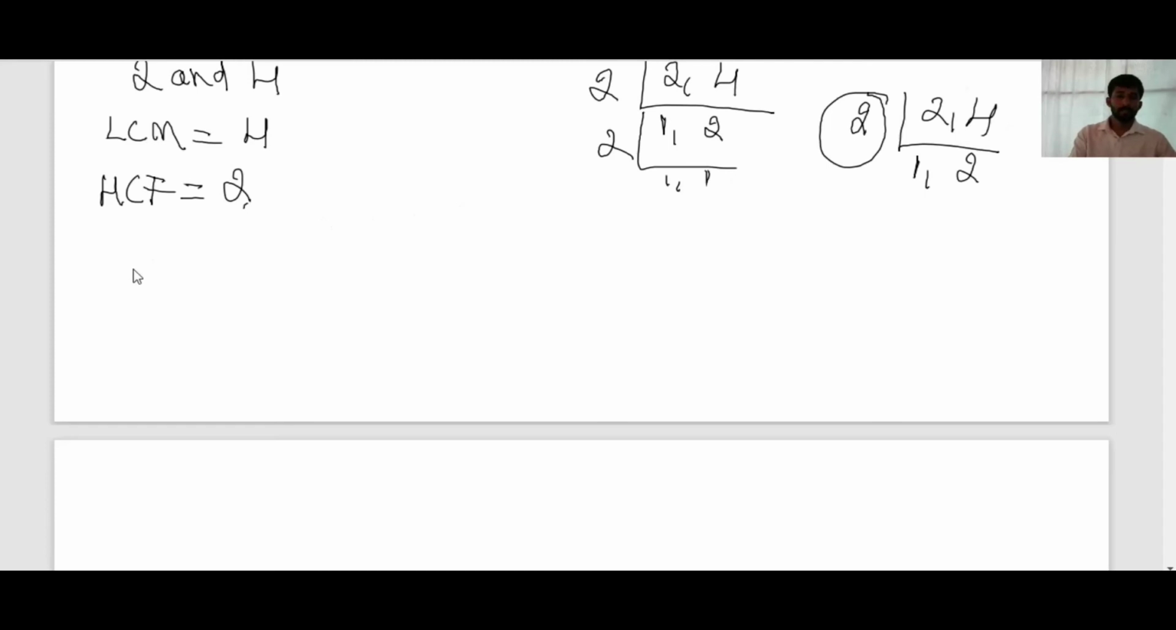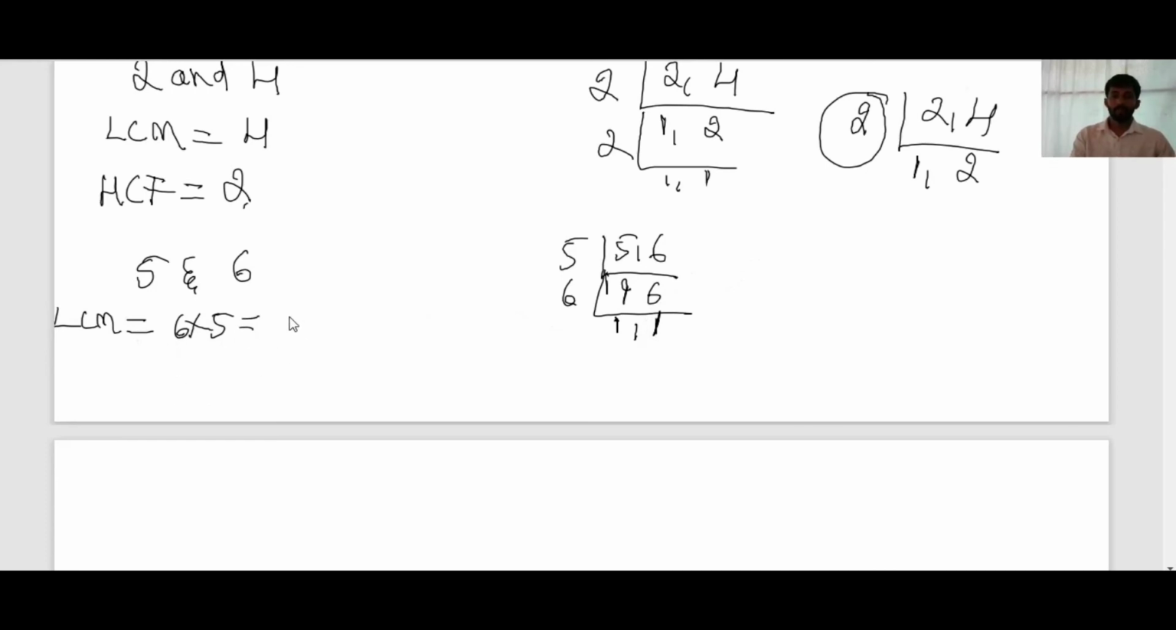Or take numbers 5 and 6. Okay, here see, calculate LCM. 5, 6. 5 ones are 5 here, 6 remains the same. Then you need to divide by 6. 6 ones are 6. Okay, so LCM is equal to 6 into 5. It's equal to how much? 30.